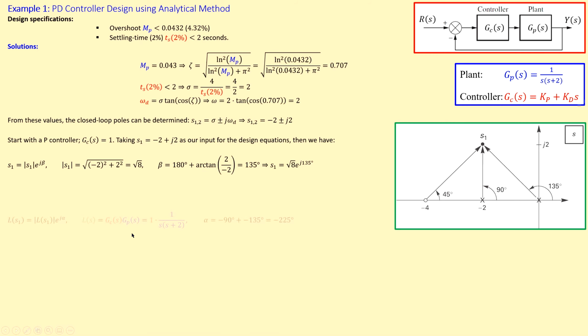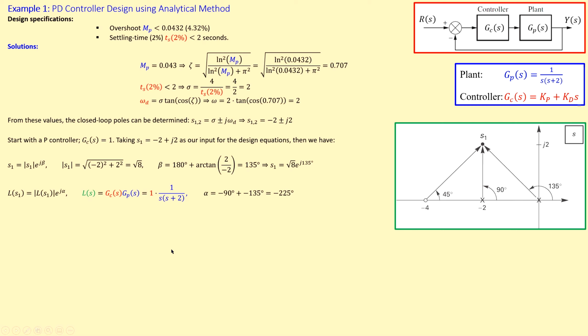Now the next equation is using the loop transfer function, and we evaluate the loop transfer function at S1. So you substitute the value of S1 in there, and you calculate the magnitude and also its associated angle. Now what is the loop gain or loop transfer function? You make a full circle in this diagram, and that is the loop transfer function. That will be the controller times the plant times 1, which is just the controller times plant. Since the controller is taken here as 1, we have 1 times the plant transfer function.